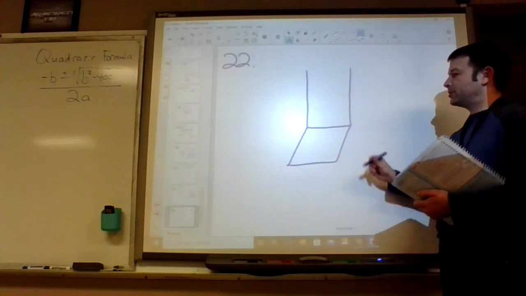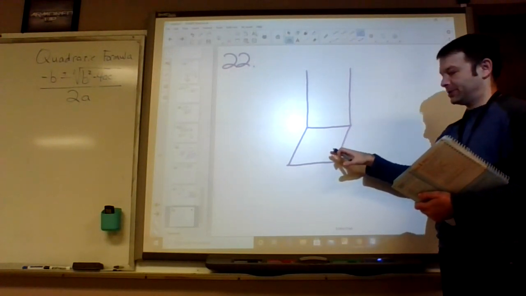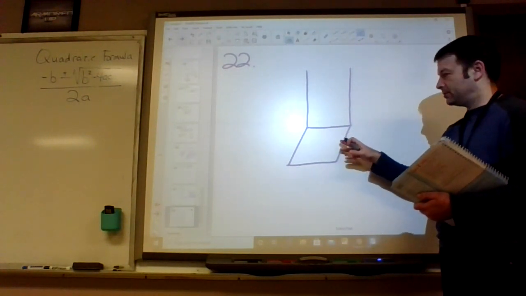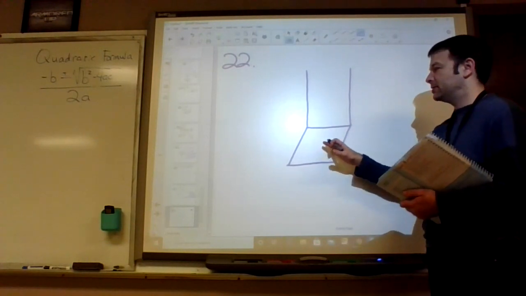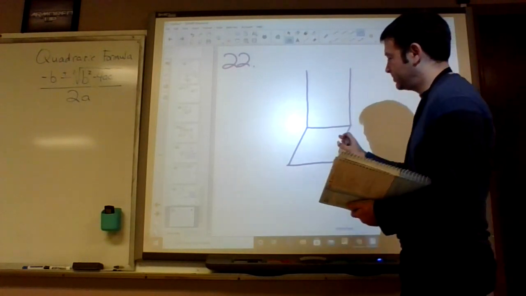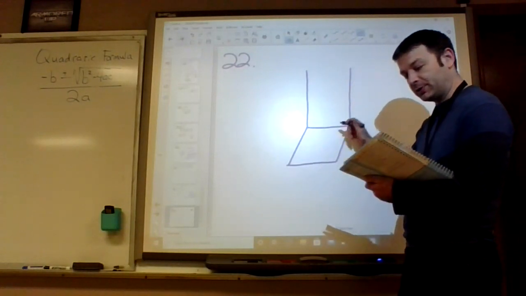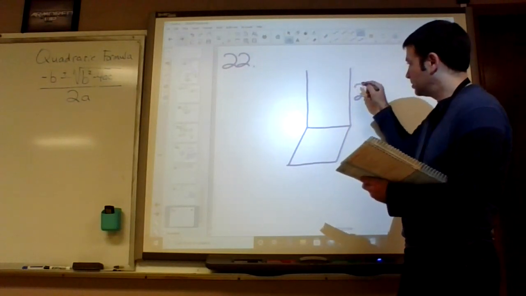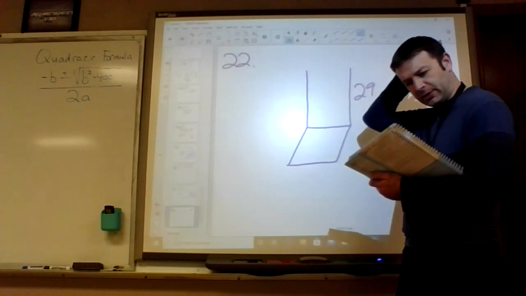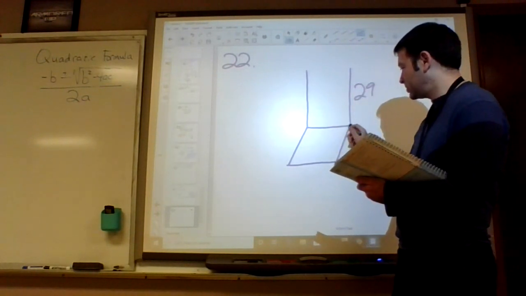I'm not drawing the whole prism. Do you guys remember what a rhombus was? Square. It's like equal sides. Yeah, but it's slanted. Anyway, it's a rhombus base. The height of the prism is 29, and the lengths of the diagonals are 8 and 13.